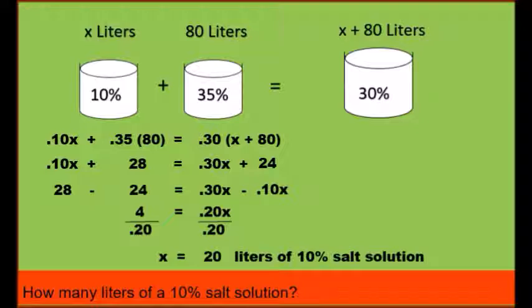Nakuha ba? Ano nangyari sa sign niya? Naging negative. 0.30x, ililipat mo yung 0.10x. Ano nangyari sa sign? Negative 0.10. Okay? So, 28 minus 24 is 4. 0.30 minus 0.10 is 0.20. Divide both by 0.20. Ano makukuha mo? x equals 20 liters of 10% solution. Kaya palagi nating sinusulat dito kung ano yung question para malaman ninyo kung anong susulat niyo dito.